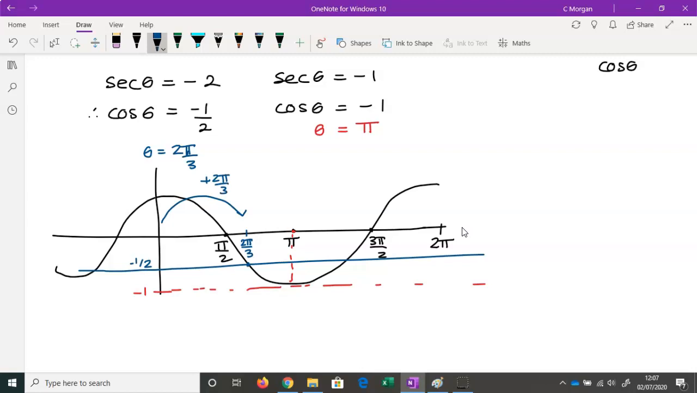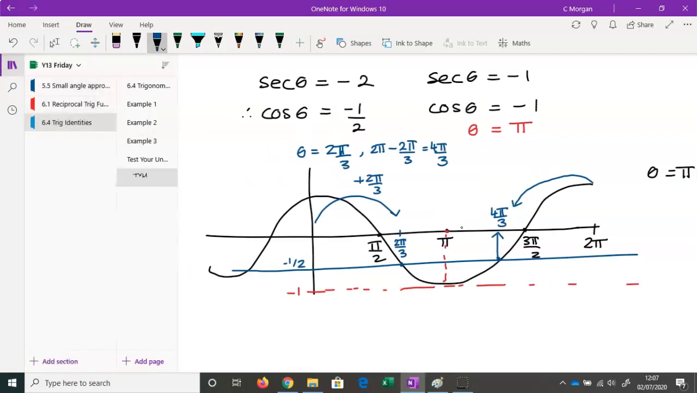Because of the nature of my cosine curve, I just want to jump back from 2 pi to get that other answer. So my other answer is 2 pi subtract 2 pi over 3, which is 4 pi over 3. So finally my answers are theta is pi, 2 pi over 3, and 4 pi over 3. And 4 pi over 3, if I want to write that on my diagram, is just there.